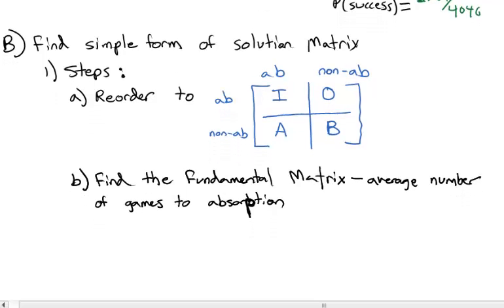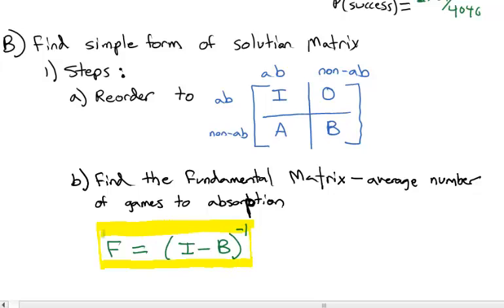And the way we find the fundamental matrix is we're going to use this formula, and our calculator is going to be really nice for this. The fundamental matrix is equal to, in parentheses, the identity minus matrix B, and then the inverse. This is going to be something you'll want to have memorized for a test. The fundamental matrix is (I minus B) inverse. With the parentheses, that's important. We got to do I minus B first, and then we take the inverse.